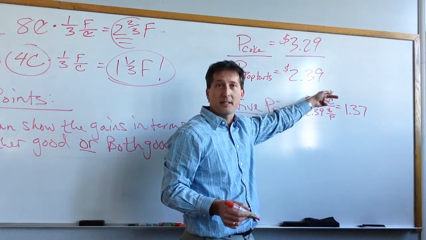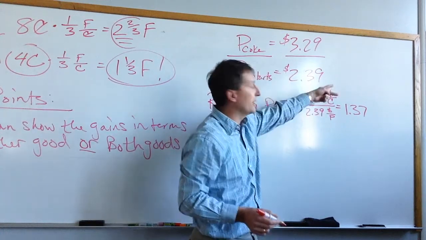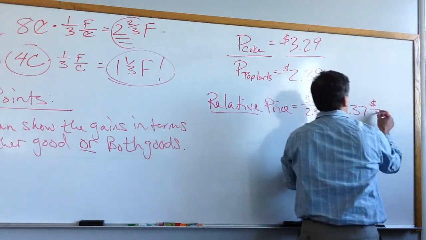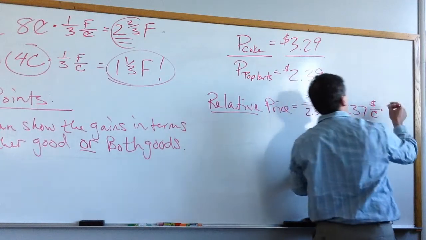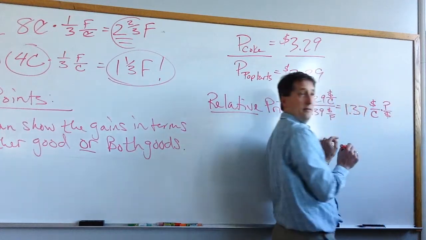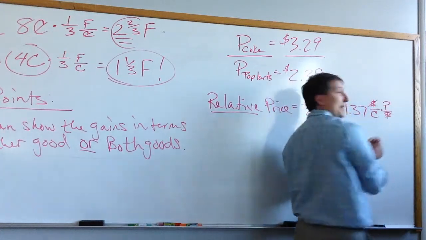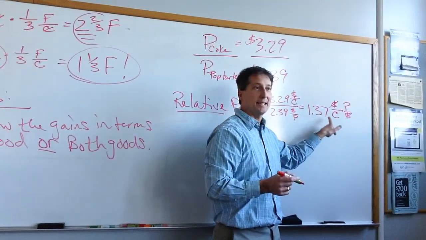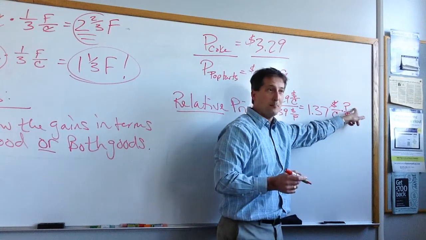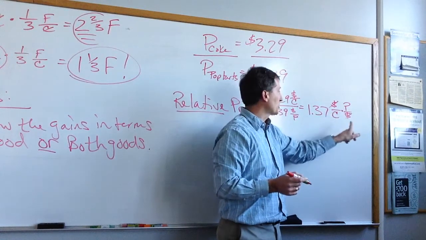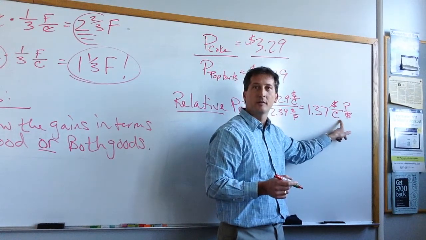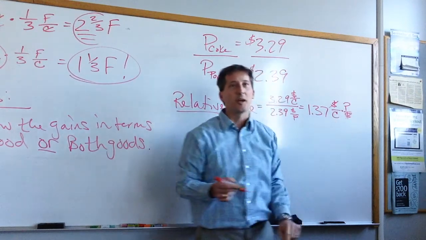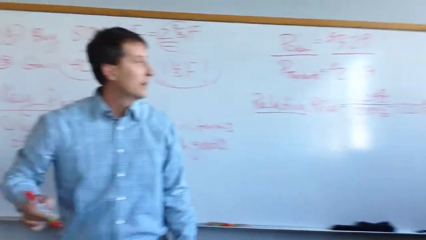Flip it over and multiply it times the numerator. So flip the denominator and multiply it times the numerator. Check this out. Dollar sign Coke times Pop-Tart over dollar sign. Dollar signs cancel. And we've got 1.37 Pop-Tarts being traded for every Coke. 1.37 Pop-Tarts being traded for every Coke.